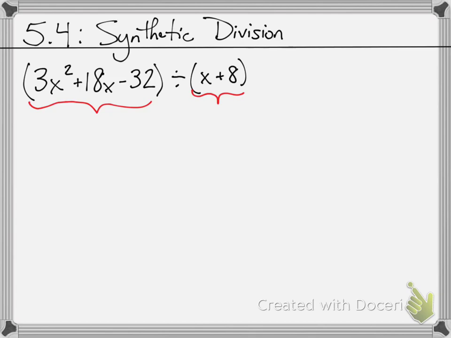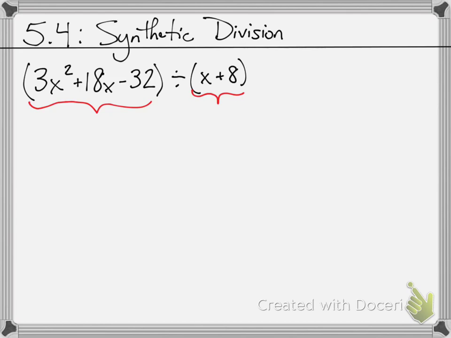First thing we need to make sure of is, just like polynomial long division, we need to make sure we don't need any placeholders. So I look at the dividend, 3x squared plus 18x minus 32: x squared, x, constant. Okay, that's in a good order. The divisor, x plus 8. Again, we've got a term with an exponent of 1, constant, we're in good shape. If you need a placeholder, you do have to use one here again so that everything does divide out correctly.